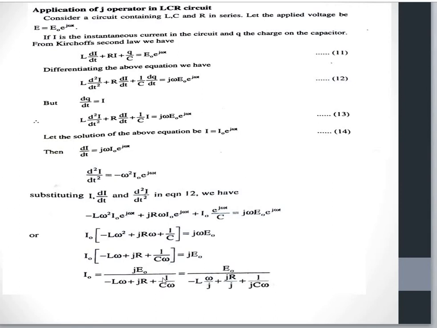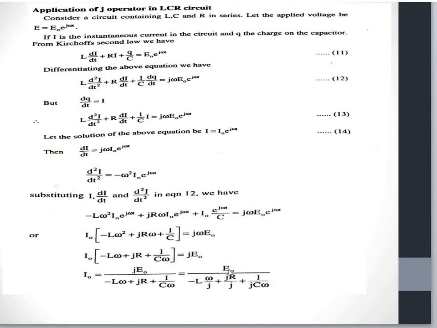So the numerator there is a j, and in the denominator of this term there is a j. The j in the numerator gets cancelled, so the denominator will be j. So this equation will be like this: minus L omega by j plus r, this gets cancelled, r plus 1 by j into c omega. This is an expression for I0.